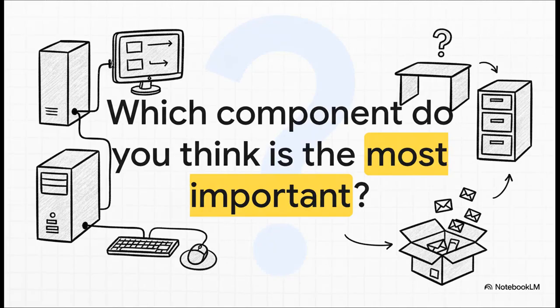So that wraps up our tour of the computer office. We've seen the inbox, met the boss, checked out the final product, and organized the filing cabinet. It kind of leads to a final, interesting question, doesn't it? Which one of these parts do you think is the most important? It's a tough one because, as we've just seen, they all completely rely on each other. It's something to think about the next time you boot up your machine.